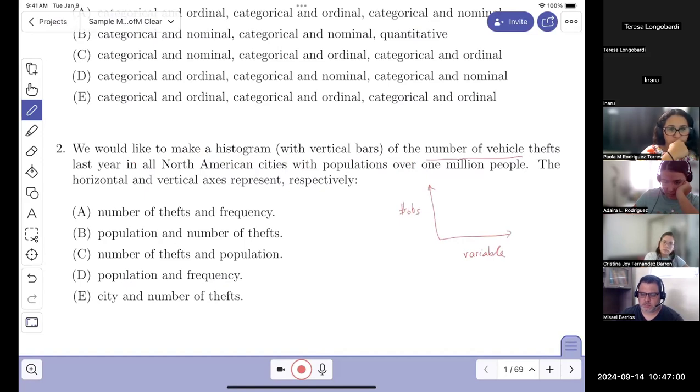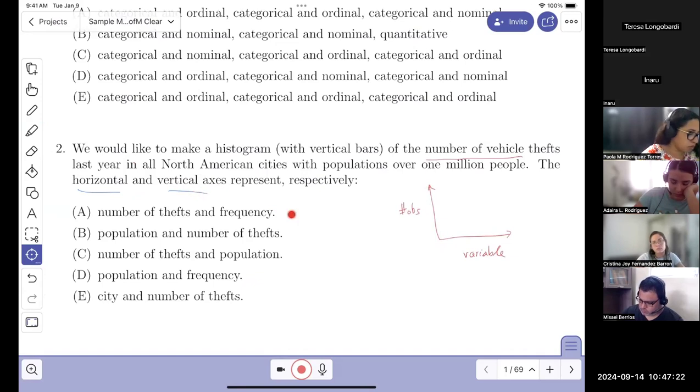Right, and the histogram, the vertical axis is always the frequency. That would mean that because we want a horizontal and vertical, the second one, the vertical, should always be frequency. The only ones with frequency are these two, A and D. All right, so now number of thefts and frequency.